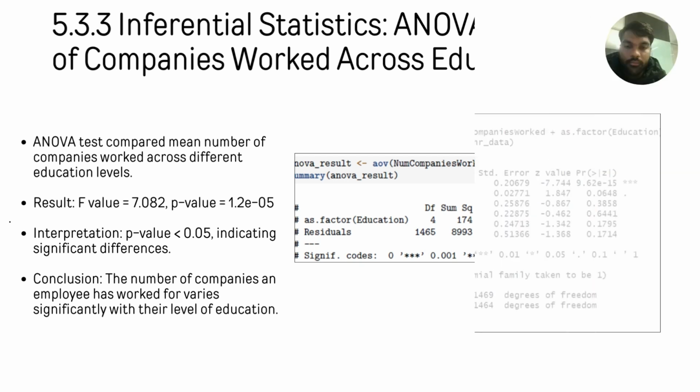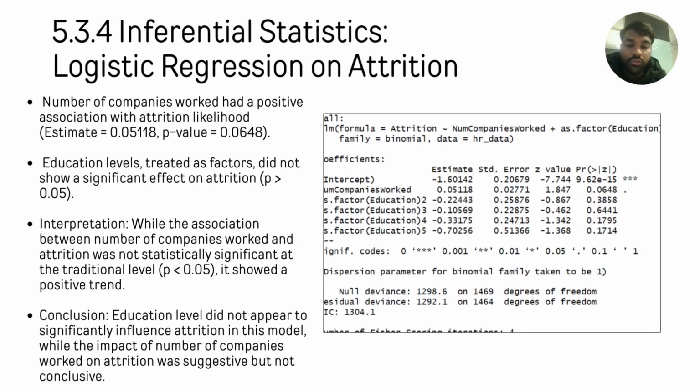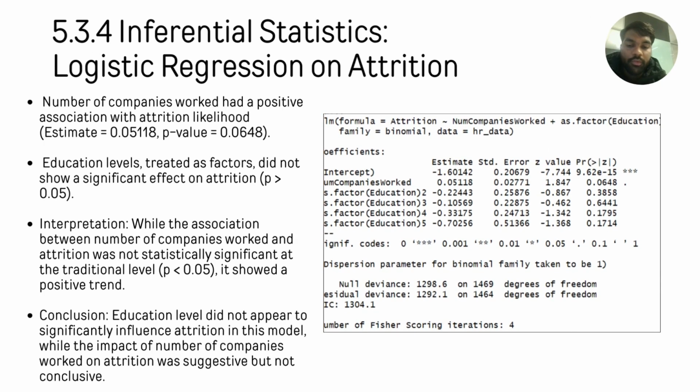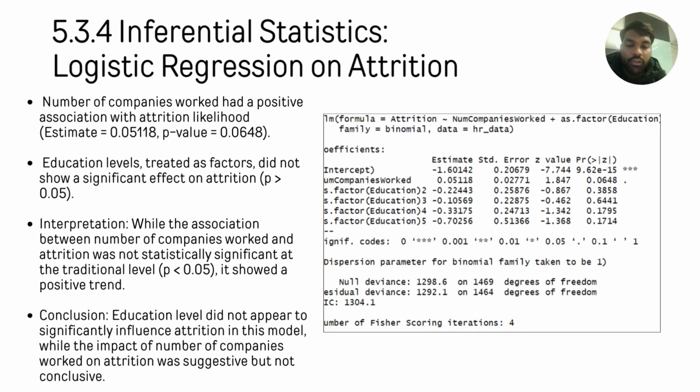level of education. A logistic regression was used to model the probability of attrition based on the number of companies worked and education level. The model found that the number of companies worked was positively associated with the likelihood of attrition. The p-value was found to be 0.0648. Although this association did not reach the traditional level of significance, which is a p-value of 0.05, education levels, when treated as factors, did not show a significant effect on attrition in this model.